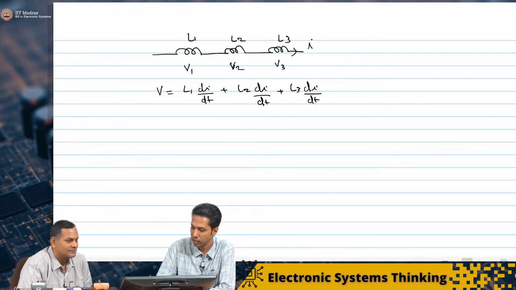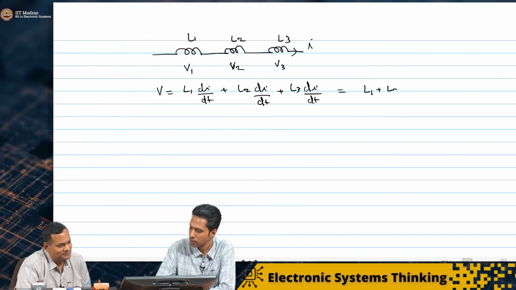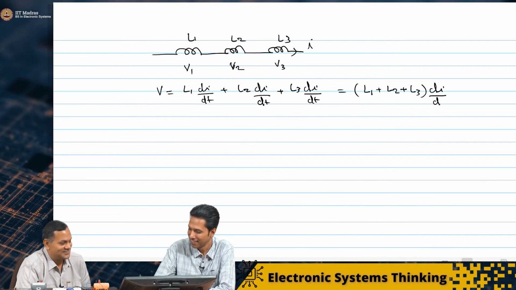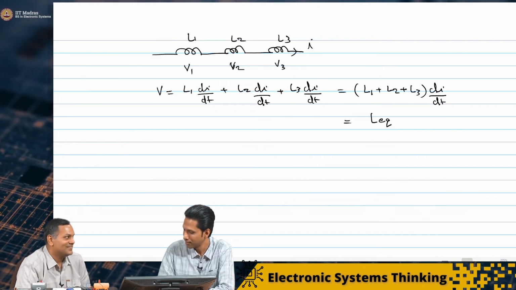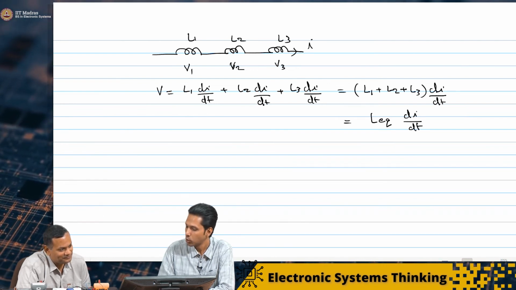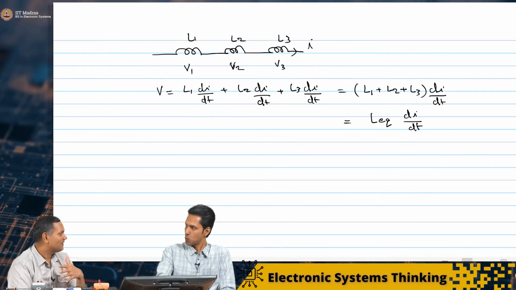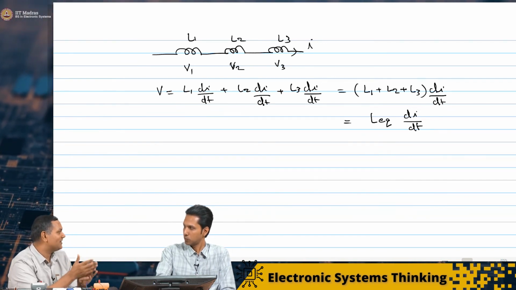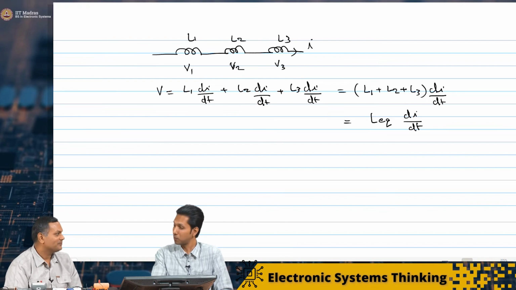So all these di by dt's we can take outside, and we have L1 plus L2 plus L3, times di by dt, which is very similar to the resistor. So L equivalent is L1 plus L2 plus L3. If you put inductors in series, they add up to form an equivalent inductance. So if I have L1, L2, L3 and so on till Ln, I just add up all those inductors to get the equivalent inductance. We should do parallel now.